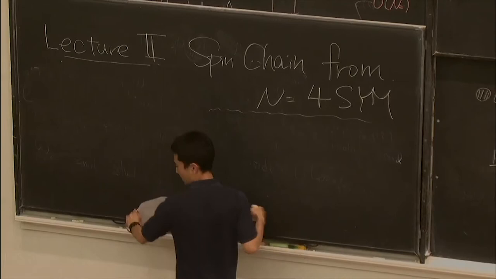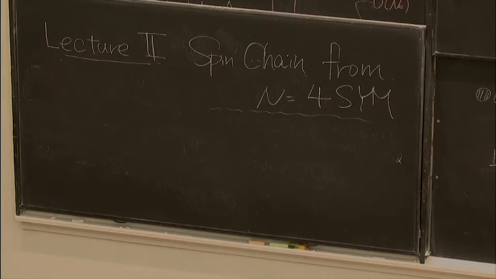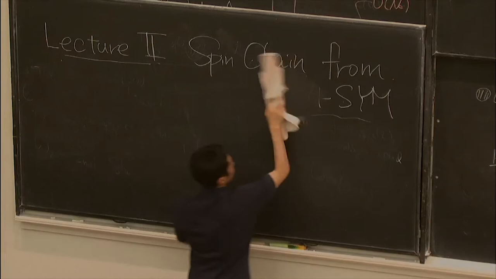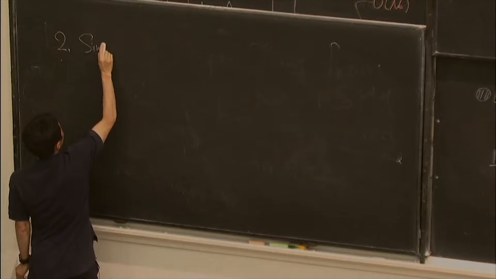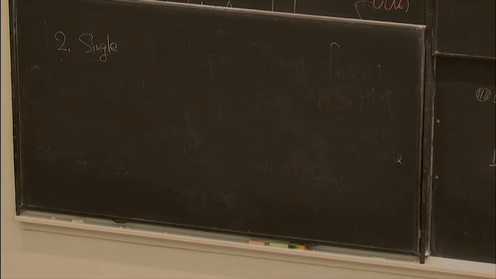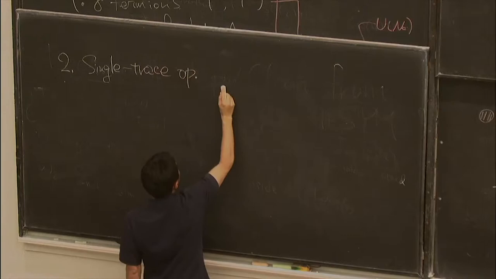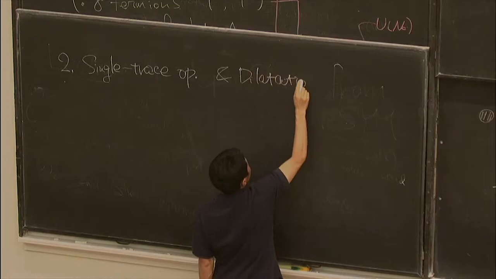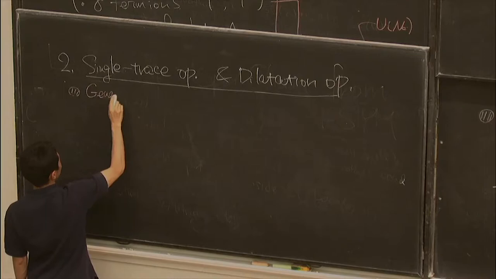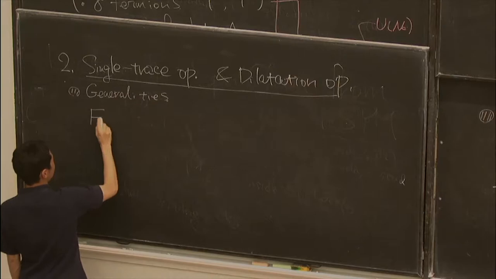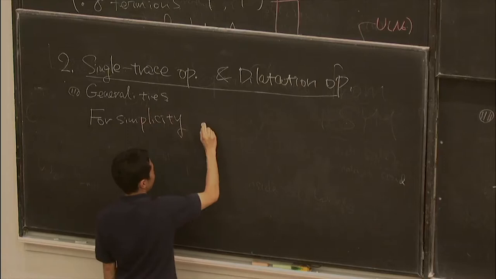So far I've been talking about basics, and let me now talk about more interesting stuff. The goal of my lecture today is to do some perturbative analysis of the spectrum of the single trace operators and discover some relation with the spin chain. So let's discuss first generalities. Let's first consider, for simplicity, the single trace operators made up of just scalar fields.